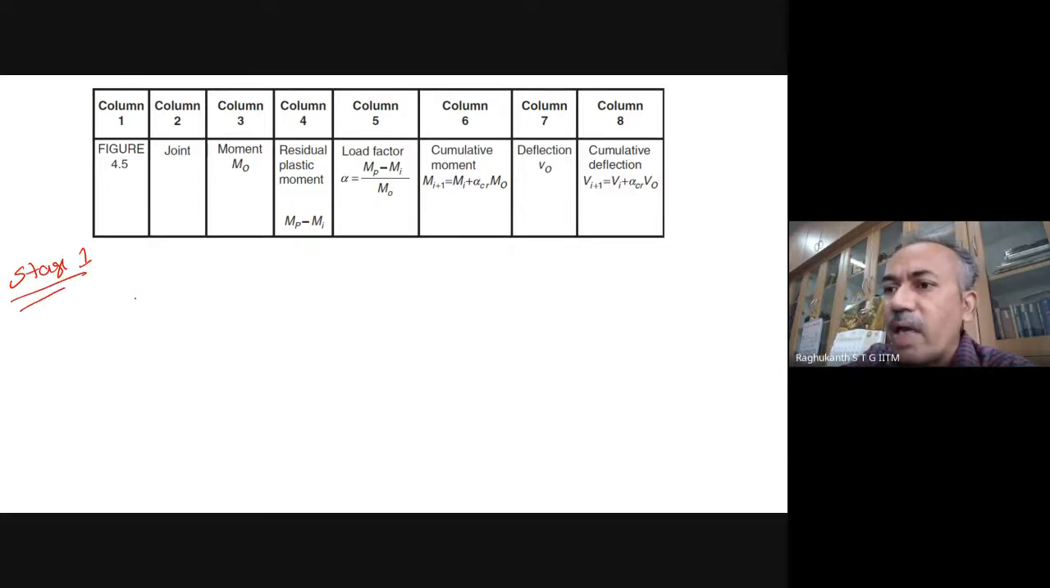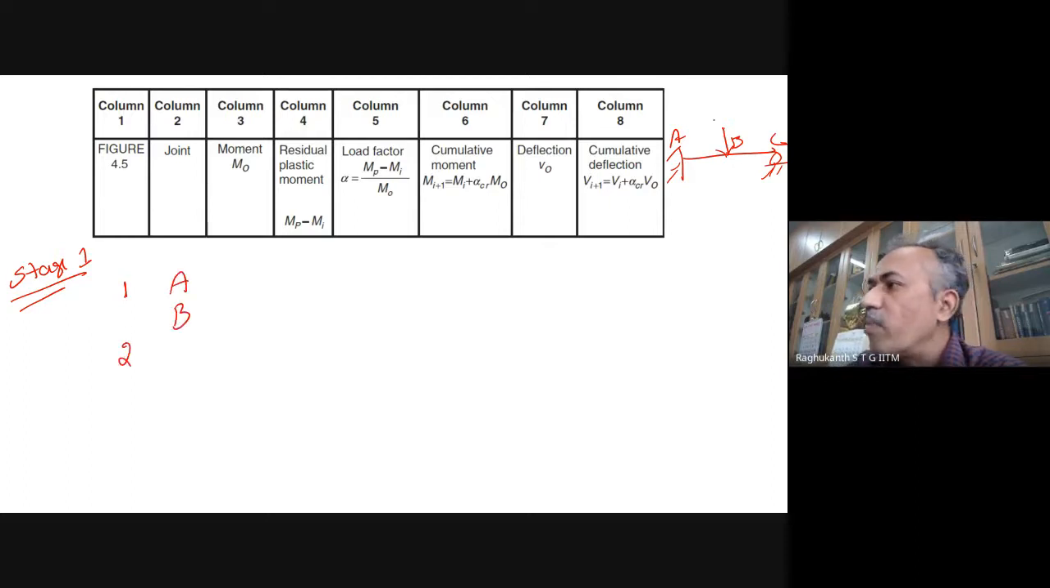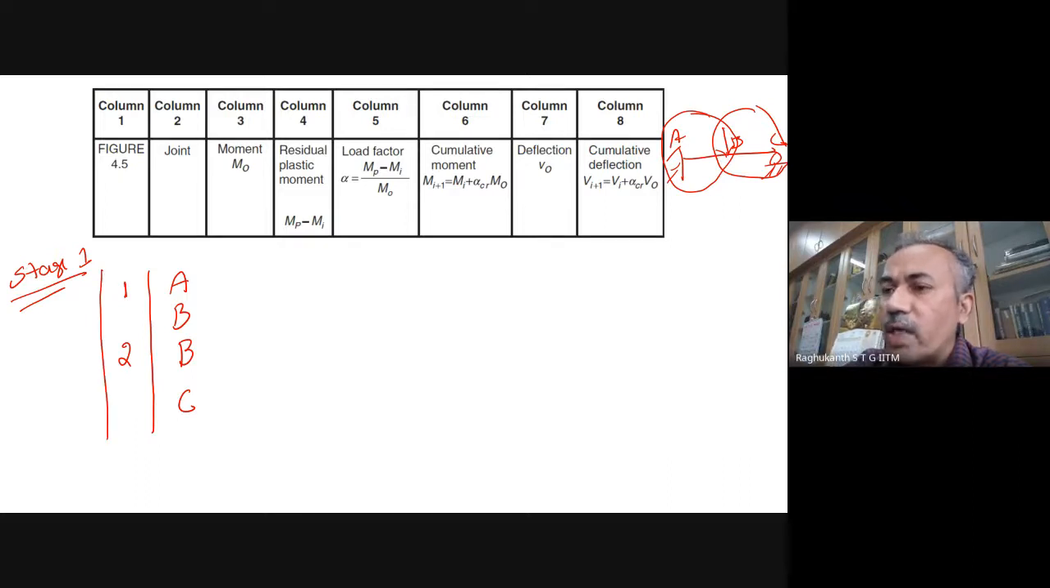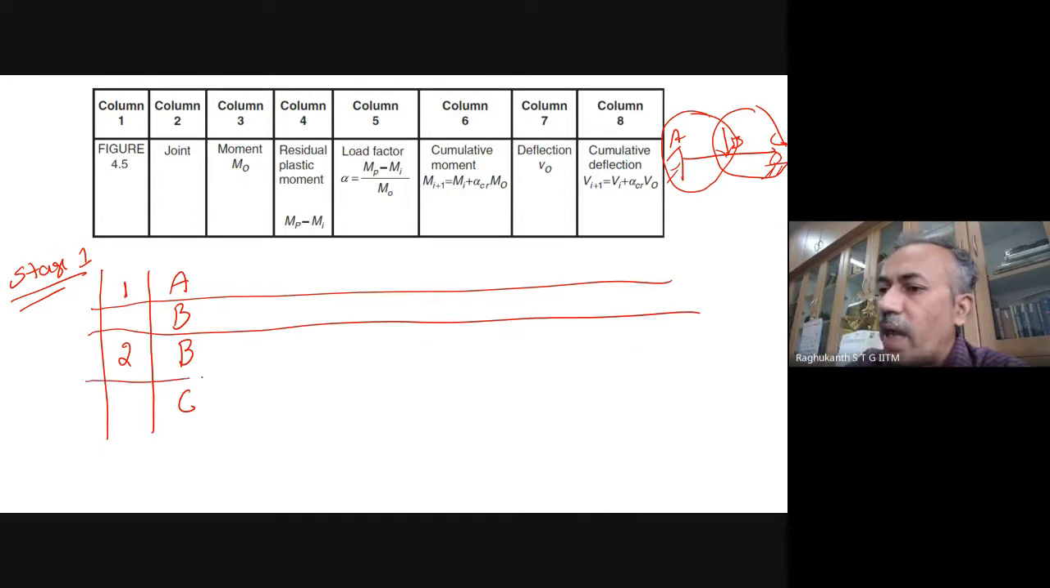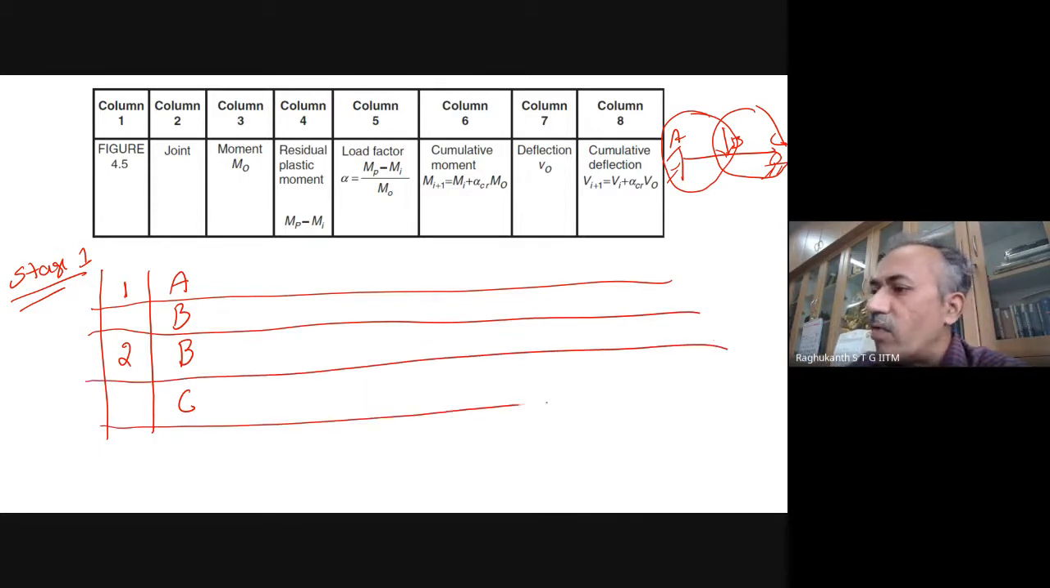Now you have this beam, fixed at one end, and the load is here. This is A, B, C. Now we divide this into two pieces, 1 and 2. So we have A and B; one portion of the beam is this portion, and this is the second portion, BC. These are the joints. So you can put it in a nice table format.